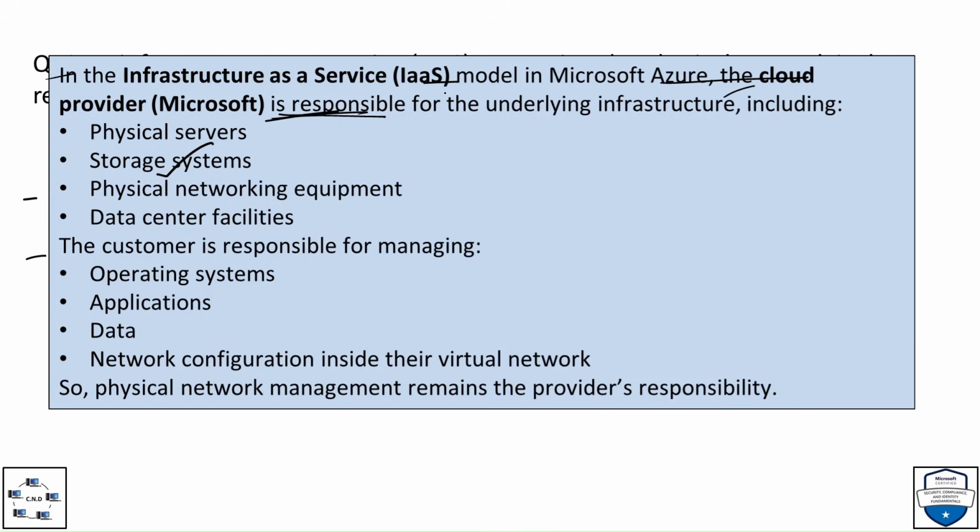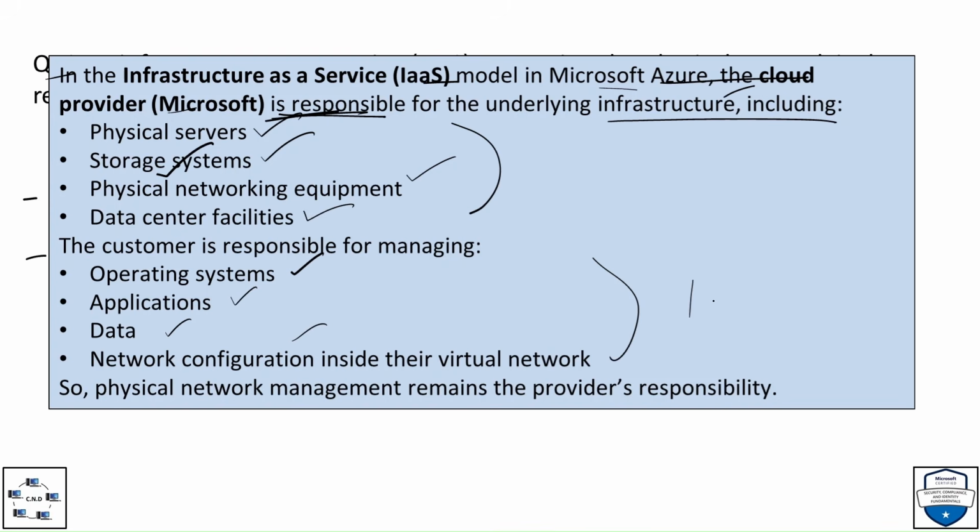So in the infrastructure as a service model in Microsoft Azure, the cloud provider, that is Microsoft, is responsible for underlying infrastructure, including physical servers, storage systems, physical networking equipment, and other data center facilities such as physical building, cooling, and you can say CCTV cameras, all things related to physical security and physical management. The customer is responsible for managing operating system, application, data, and network configuration.